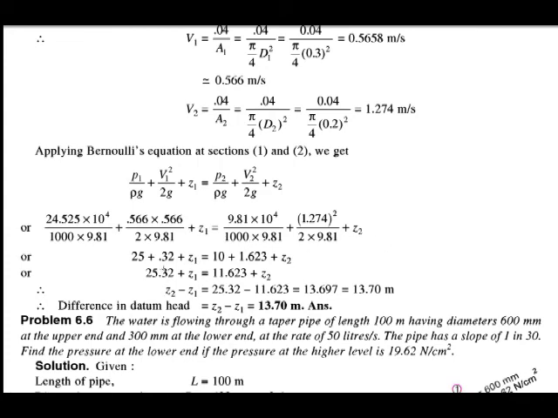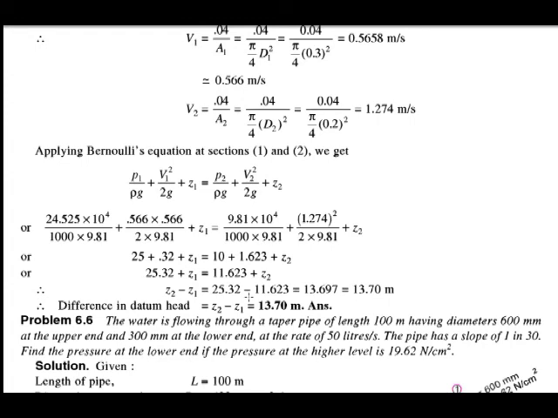So 35 plus 0.32 plus Z1 is equal to 10 plus 1.2623 plus Z2. Then after adding we get 25.32 plus Z1 is equal to 11.623 plus Z2. Then Z2 minus Z1 is equal to what?